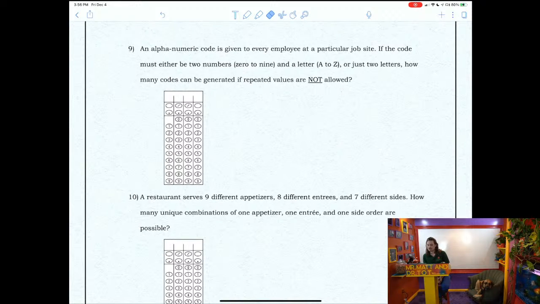Number 10 says, a restaurant serves 9 different appetizers, 8 different entrees, and 7 different sides. How many unique combinations of 1 appetizer, 1 entree, and 1 side order are possible? So take a few moments, 6 minutes, and solve those problems, and then we'll review.